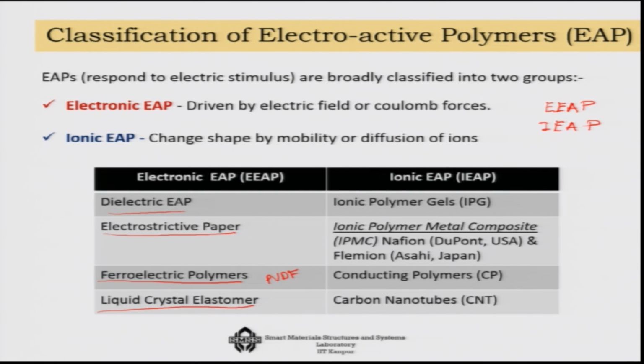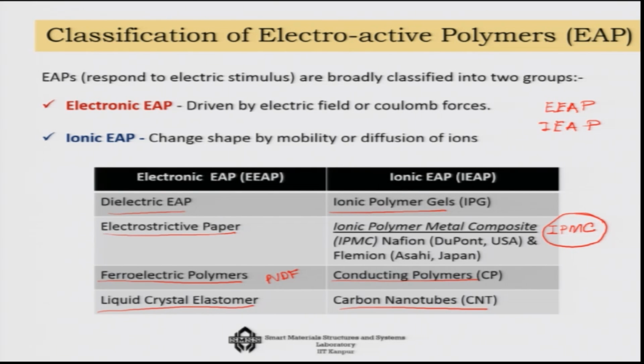If you look at IEAPs, ionic polymeric gels, IPMC, ionic polymer metal composite, also known as IPMC, this is what is very popular. I will mostly focus on this today, conducting polymers and even carbon nanotubes. So, these are the group of ionic electroactive polymer.